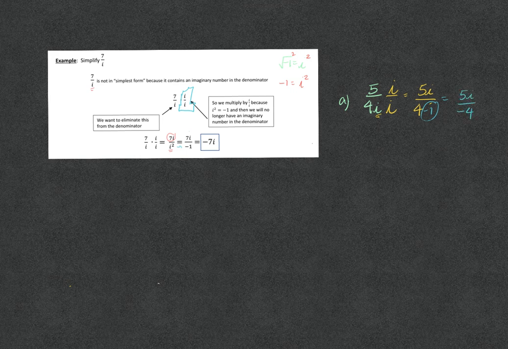You are welcome to keep it like that. Most math books will take this negative and they will move it either to the numerator to say negative 5i over 4, or out in front to say negative 5i over 4. They choose not to keep it in the denominator.